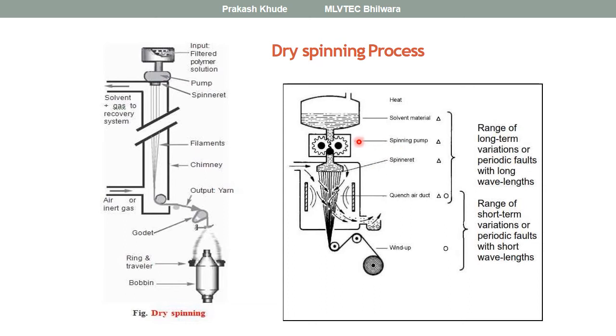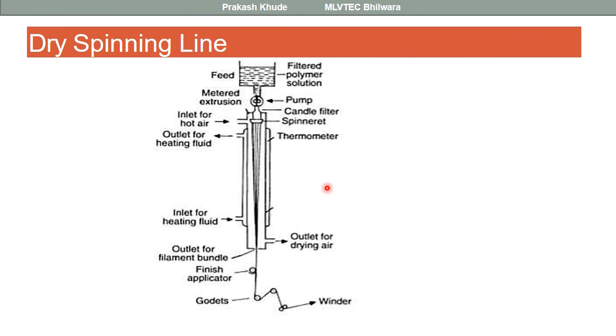This is similar here as shown: a spinning pump and the extruder, where evaporation of your solvent takes place, and the filament is finally wound onto your wind-up roller. The same line we already discussed. So here we can discuss the basic components of dry spinning systems.